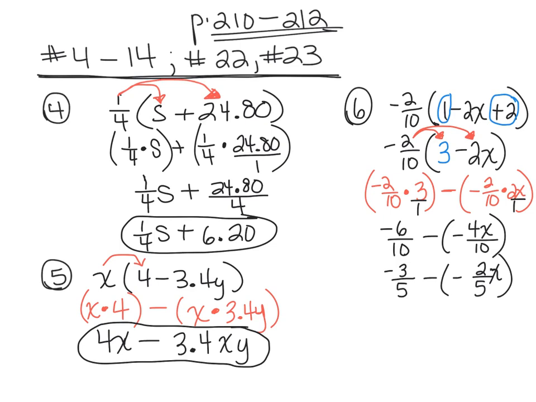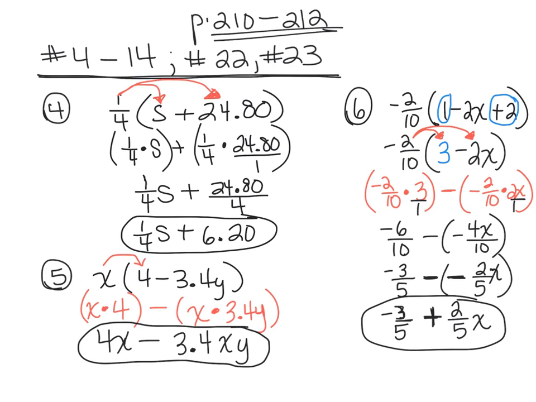Okay, now let's go ahead and simplify the way it's written. Negative 3/5, and then we're going to, instead of subtracting a negative, we're going to add its opposite. And the opposite of a negative 2/5 x is a positive 2/5 x. So there we have our simplified expression.